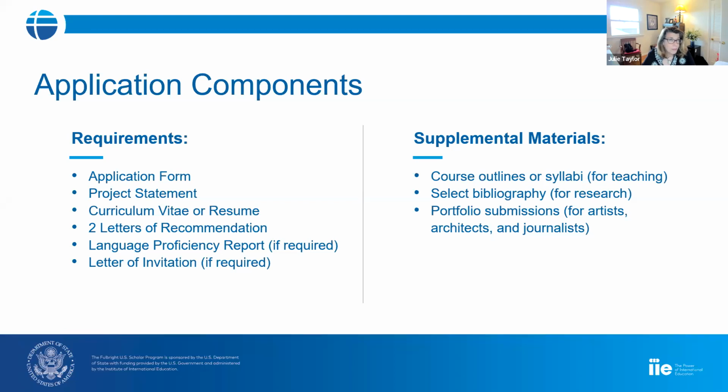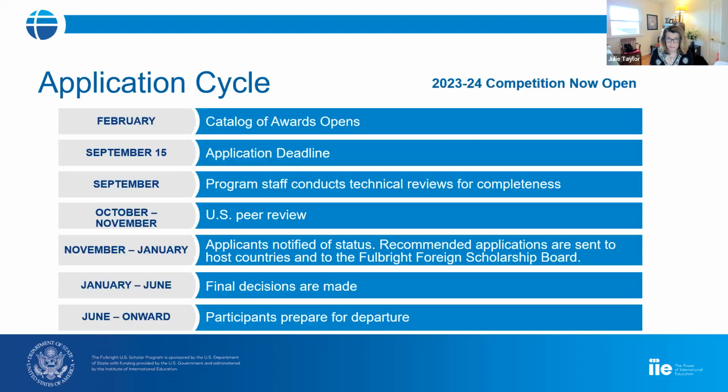That's one of the reasons why you really want to start your application ahead of time. If you need to get a language proficiency report, or especially if you need a letter of invitation, sometimes people are not around during the summer. And so, you really want to get on them before they go away, especially for those August vacations in Europe. And you don't want to be scrambling at the last minute on that. On the supplemental materials that may be needed: course outlines or syllabi for teaching, selected bibliography for research, and portfolio submissions for artists, architects, and journalists.